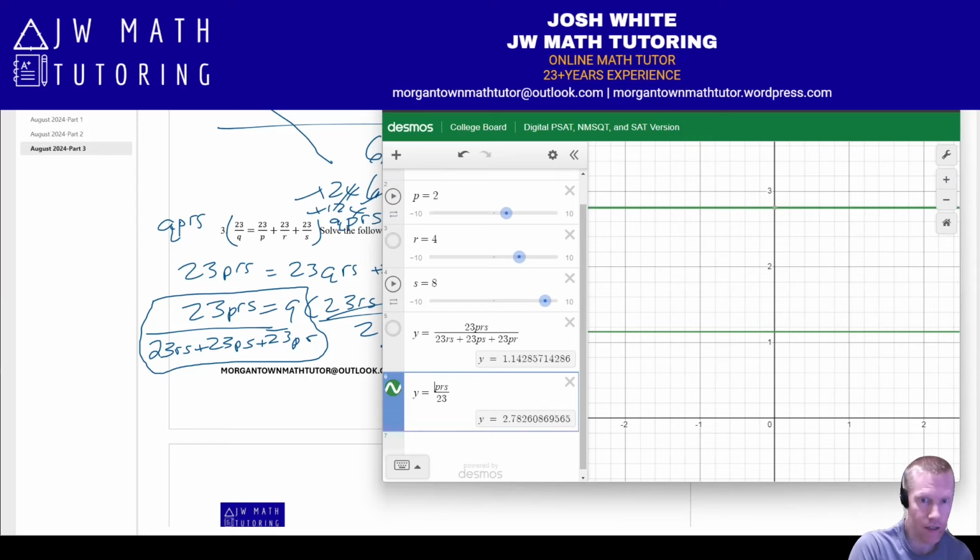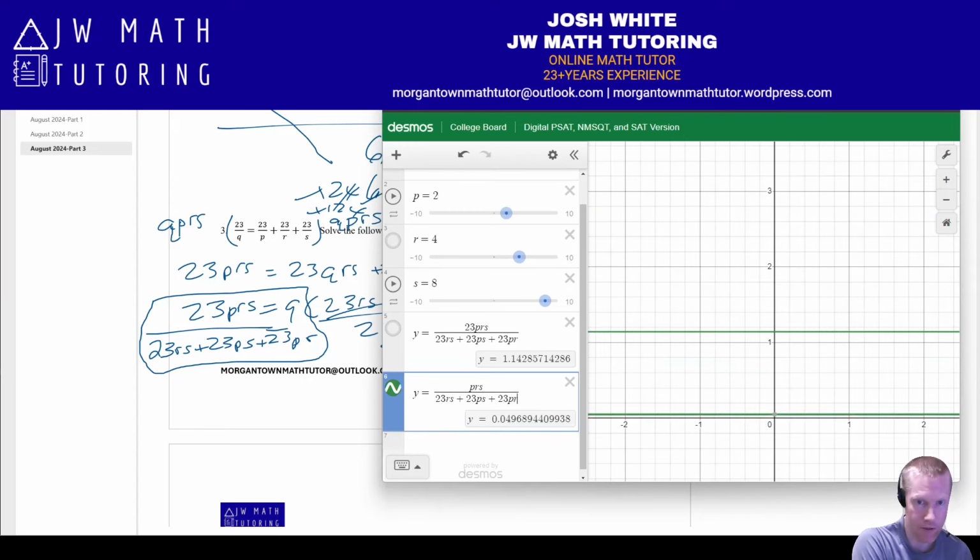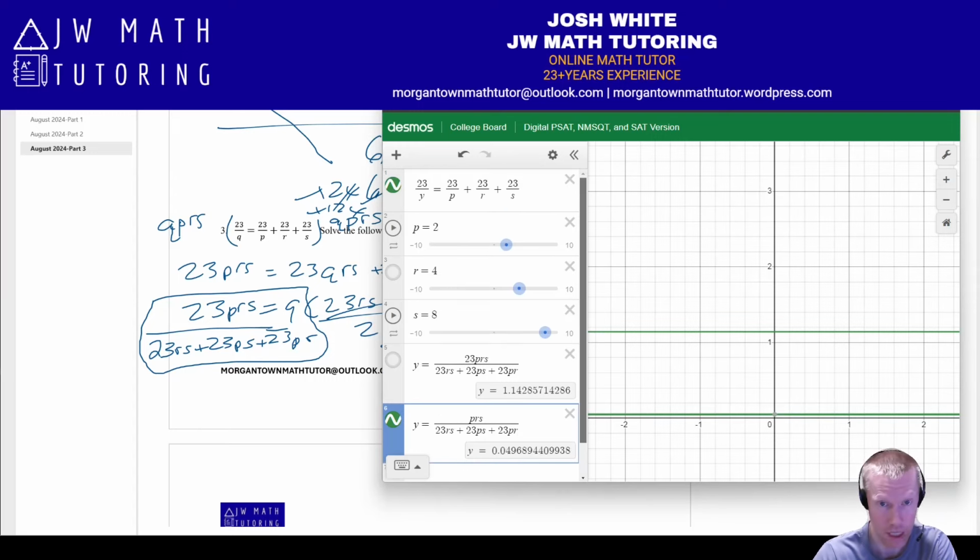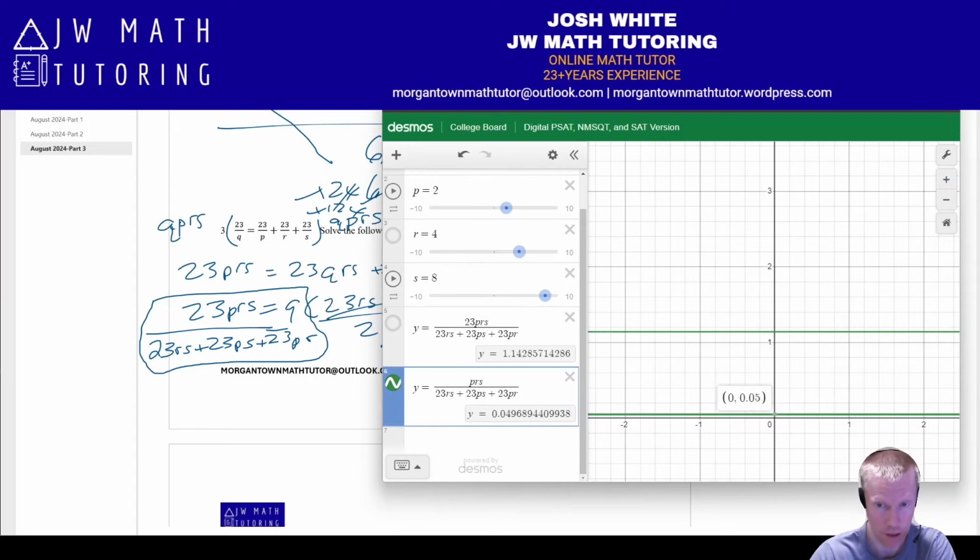And let's say you had PRS, like everything was the same for an answer choice, but it had no 23 on top. Okay. Again, notice here, it's not the same as the original line. That's what tells me that it's wrong. It's incorrect. Okay. You need to have the 23. Basically, what you're doing here really is equation matching or expression matching.